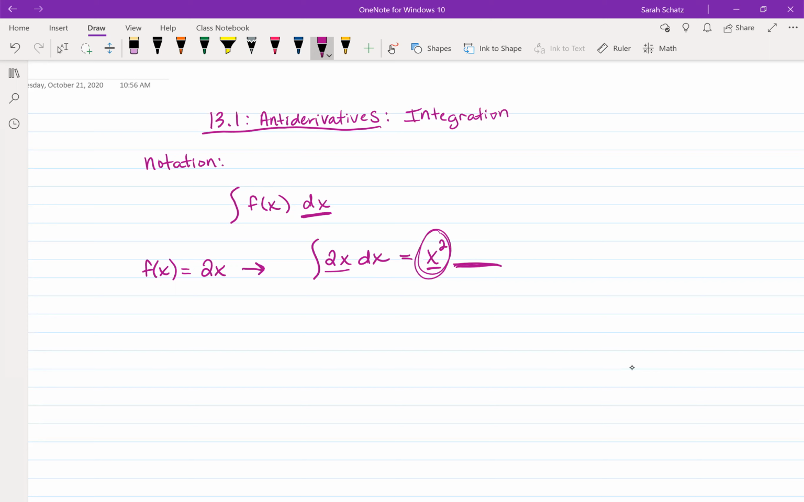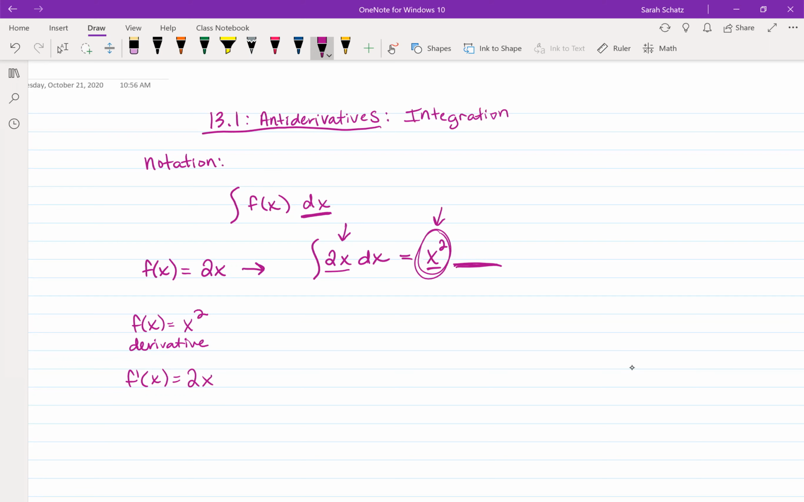So how did I get from 2x to x squared? Well, you guys, I took the derivative backwards. Can you see that? So can you see that if we had started with x squared, you take the derivative and you get the derivative is 2x. Can you see now that we're starting with the derivative and getting out the original function that derivative came from? So you guys, we're going backwards.